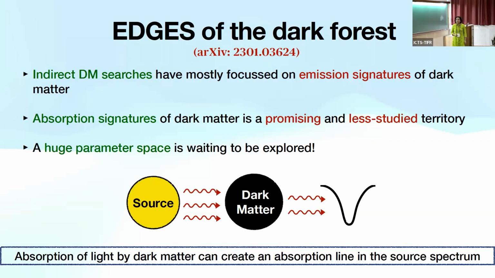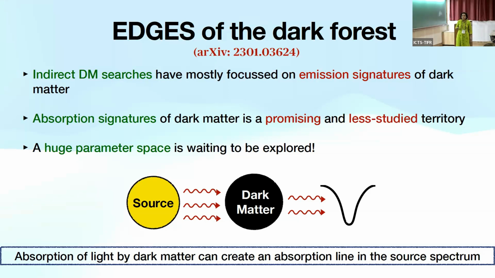Okay, so as we know, dark matter constitutes a major fraction of the matter content in our universe, about which apart from gravitational interactions, we know very little. Now, one of the ways people look for dark matter is through indirect dark matter searches, where they try to find standard model particles that may be created when dark matter decays or annihilates. But those signatures mostly fall into the category of emission signatures of dark matter. Whereas absorption signatures of dark matter is a much less studied territory, and there's a huge parameter space that is waiting to be explored. And this is what I'm going to tell you about today.